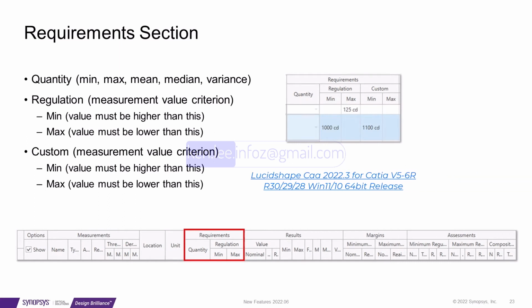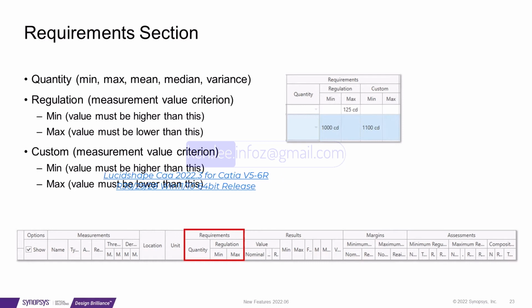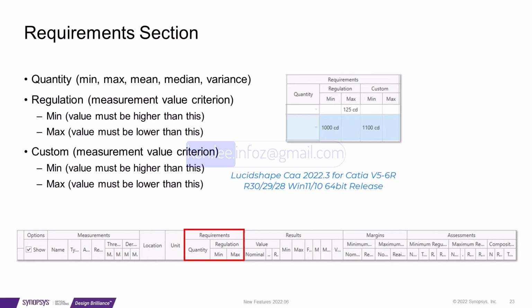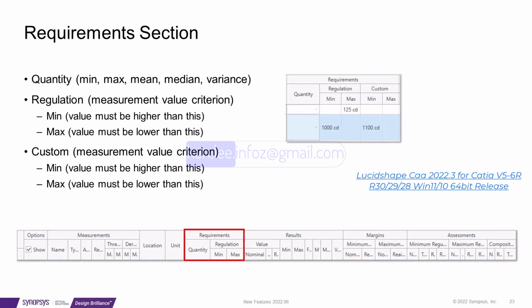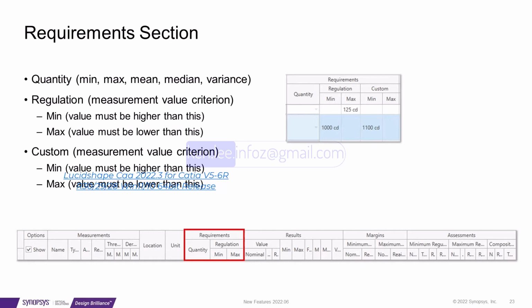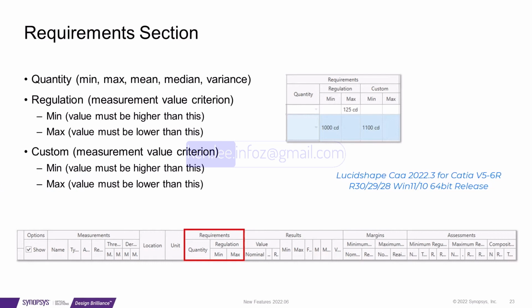In the requirements section, you can define minimum and maximum values to evaluate the measurements against. Some measurements allow you to have more control. In that case, this is specified in the quantity section, for example, a mean value evaluation. The custom section allows for in-house measurement value criterion. In this example, the in-house criterion is the minimum intensity of 1100 candela.